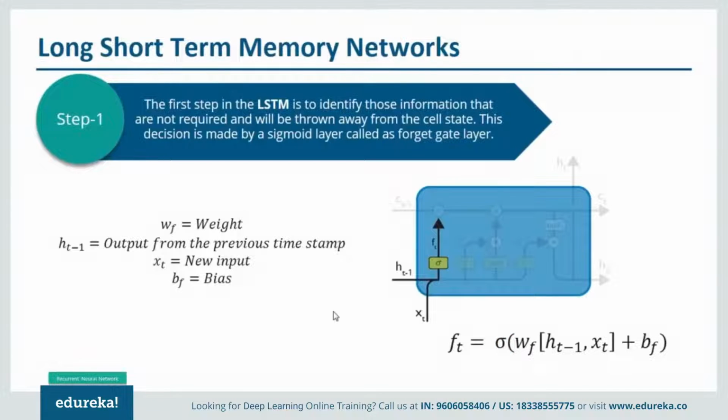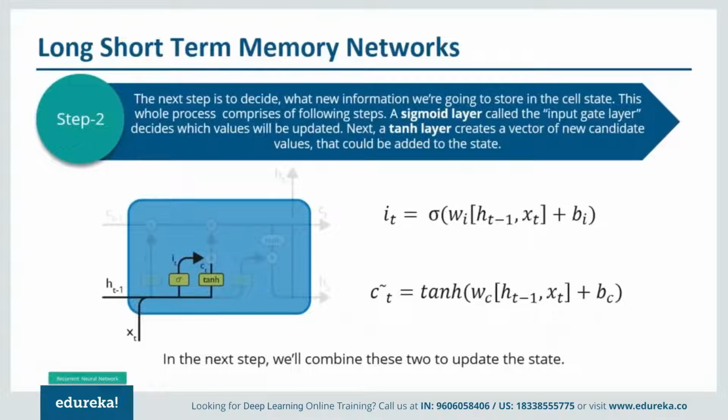Now let us see what happens in the next step. So the next step is to decide what information we are going to store. In the previous step we decided what information we are going to keep, but here we are going to decide what new information we are going to store in the cell state. Now this has two parts. First, a sigmoid layer, which is also known as the input gate layer, decides which values we'll update. Then there's also a tanh layer that creates a vector of candidate values, c bar of t, that will be added to the state later on.